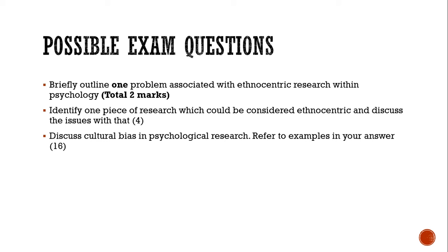So the first one's just asking about problems with ethnocentrism, the second one's asking for examples and then the problems with ethnocentrism, and the third one is asking you to discuss cultural bias. As always, if you see a discuss question and it's 16 marks, you know that it's describe and evaluate.